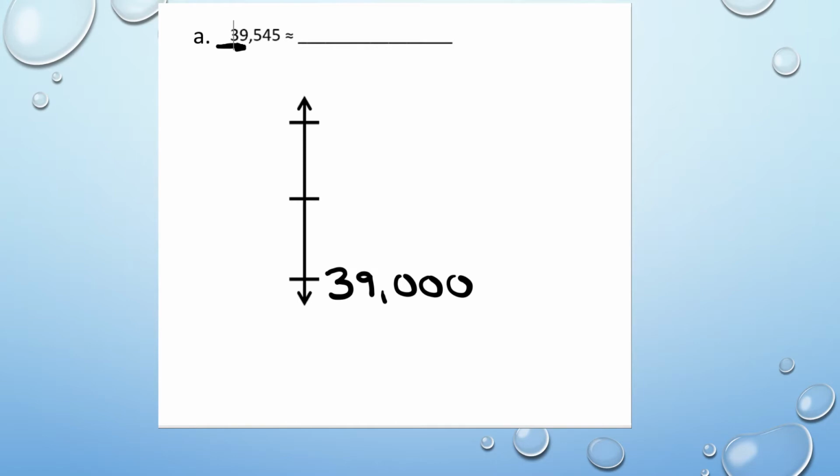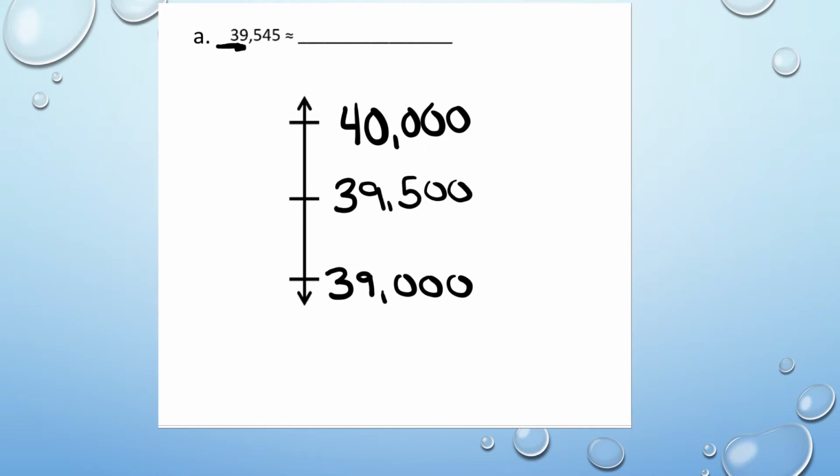To get the top benchmark number, we add 1,000 to 39,000 because we're rounding to the nearest 1,000. So 39,000 plus 1,000 is 40,000, and that's my top benchmark. Now we find the middle. What's the middle number that's directly halfway between 39,000 and 40,000? That number is 39,500.